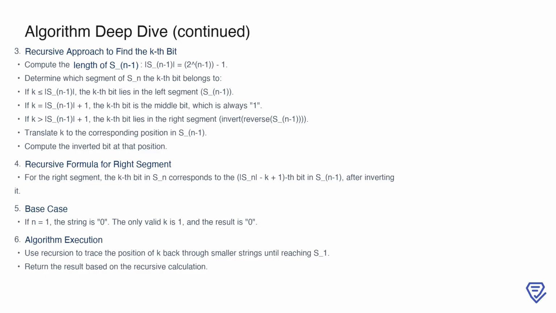To handle the right segment, we map k to its corresponding position in s_(n-1) and compute the inverted bit at that position. The base case occurs when n equals 1, where s_1 is 0, and the only valid k is 1, giving a result of 0. With these rules in place, we can recursively trace the position of k back to smaller strings until we reach the base case and return the result.